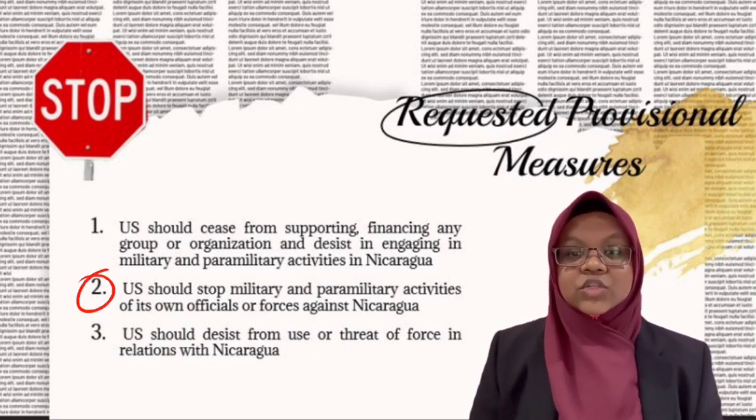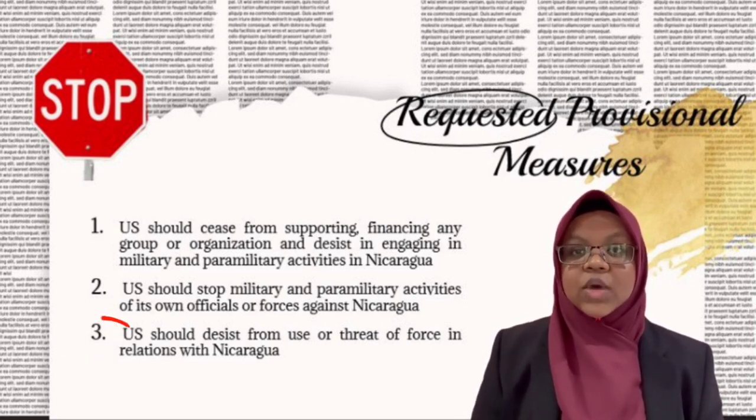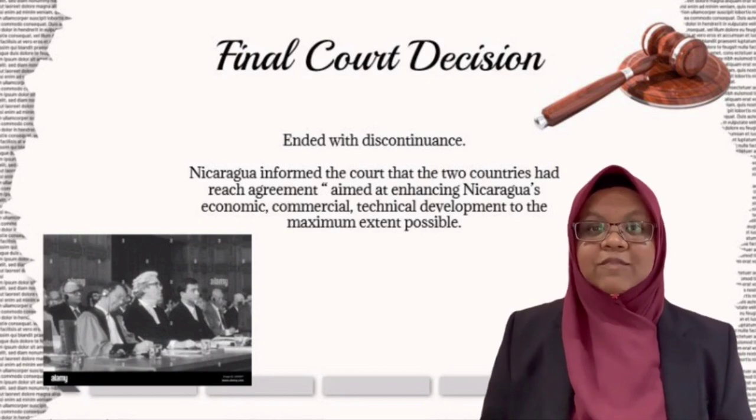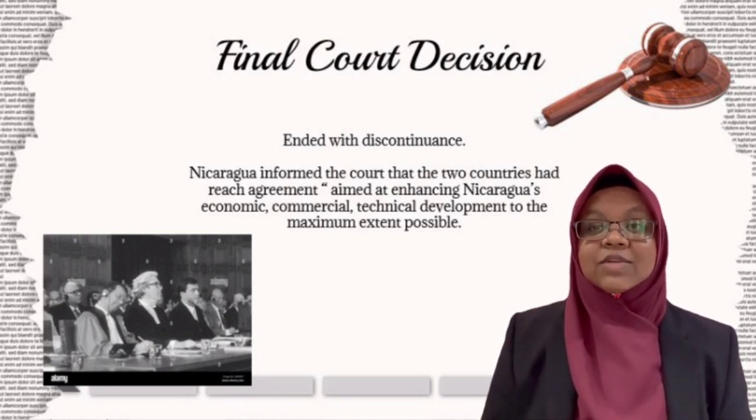Second, the US should stop military and paramilitary activities of its own officials in Nicaragua. And the third one is that the US should refrain from the use and threat of force in relations with Nicaragua. To wrap up the first case study between Nicaragua and the US regarding the regulation of the use of force, this case ended with discontinuance.